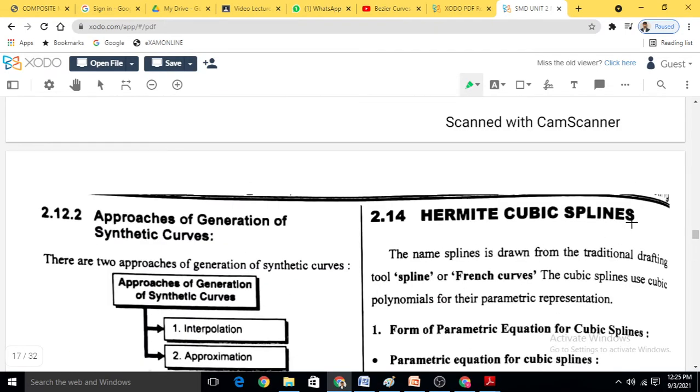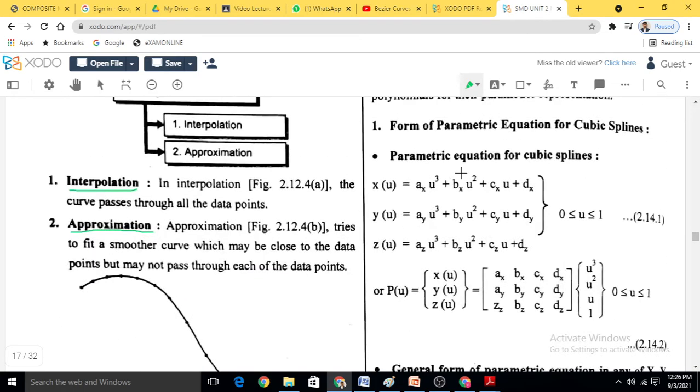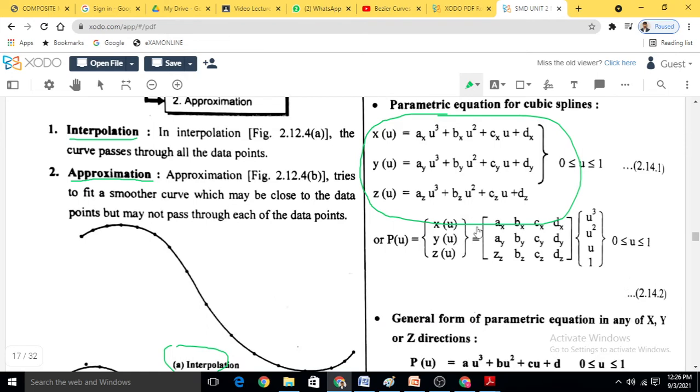Hermite cubic spline curve. Cubic spline curve, as the name suggests, is a cubic representation. The Hermite cubic spline curve is represented by a polynomial of degree 3. Cube means degree 3. This is the parametric equation of the cubic curve, in which u varies from 0 to 1, and if we write this equation in matrix form, we will get this equation.